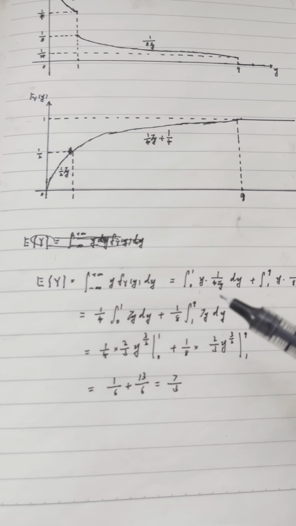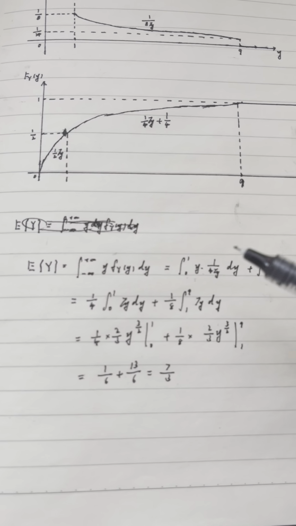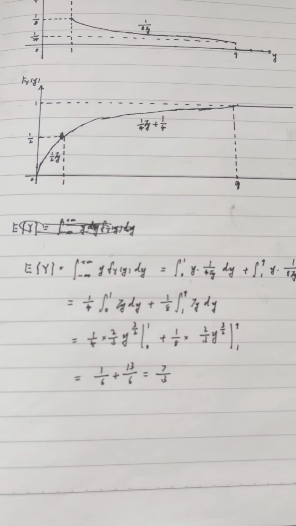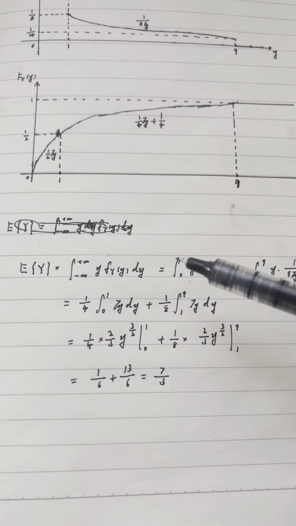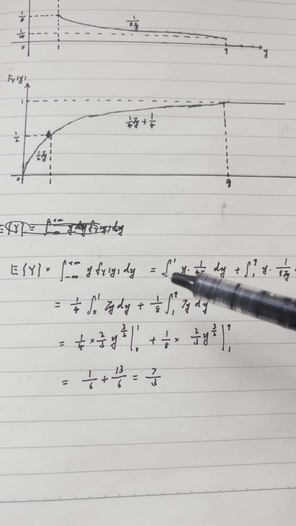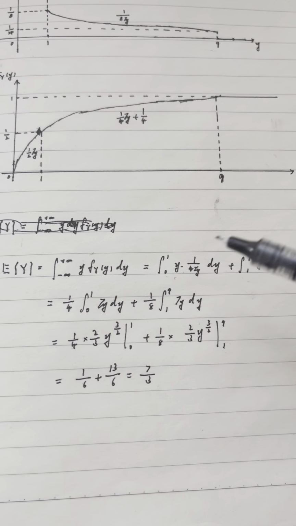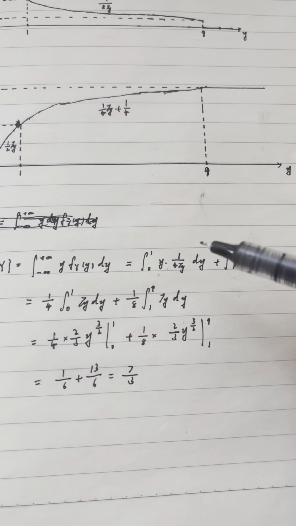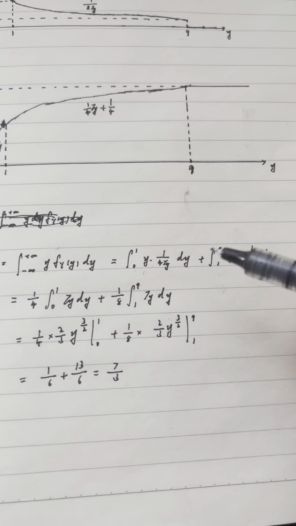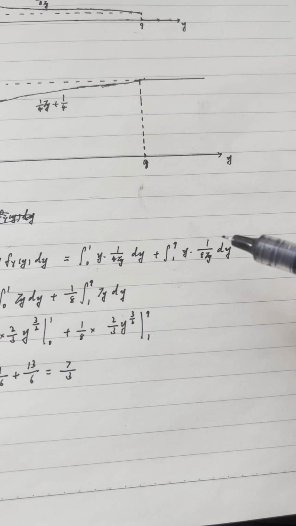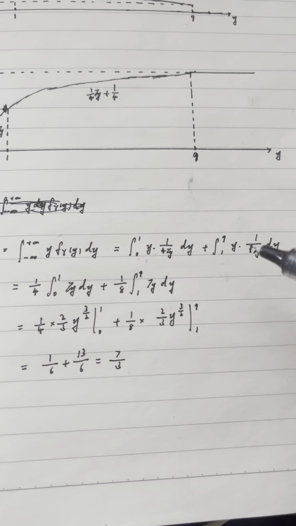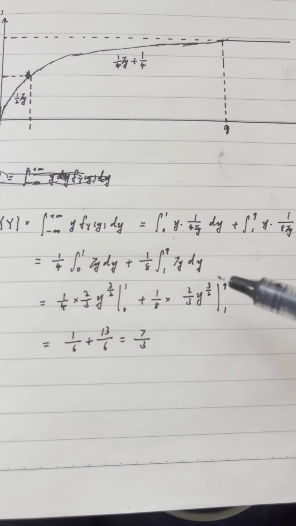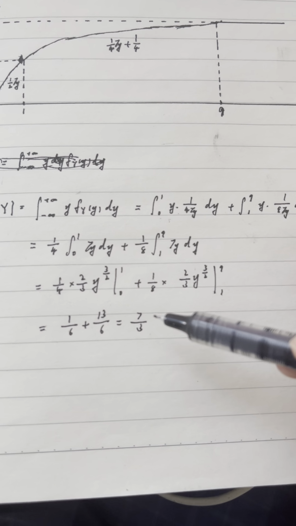Finally it tells us to find the expectation of Y. We just use the definition of the expectation. It equals the integral from minus infinity to infinity of y times the density function of Y, and we divide it into different parts. First is the interval from 0 to 1, and second is the interval from 1 to 9. We substitute the density function into it, and we calculate step by step.